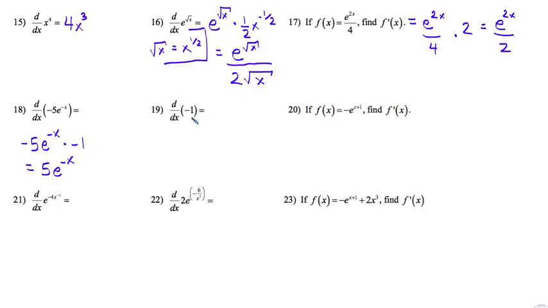All right. d dx, the derivative of negative 1. What house are we in? We're not even really in a house. I mean, you can maybe say you're in powerhouse, but this is the rule that we need to know. Derivative of a constant, derivative of a number. Derivative of a constant is always 0.